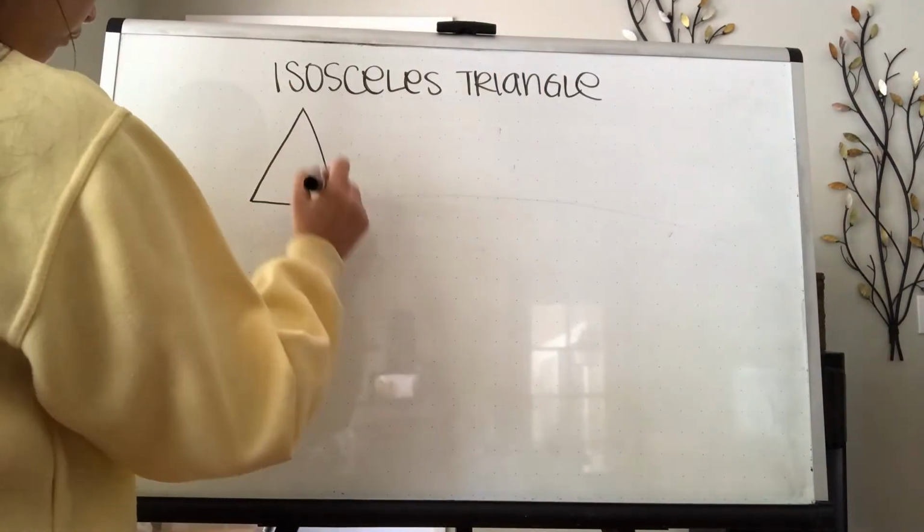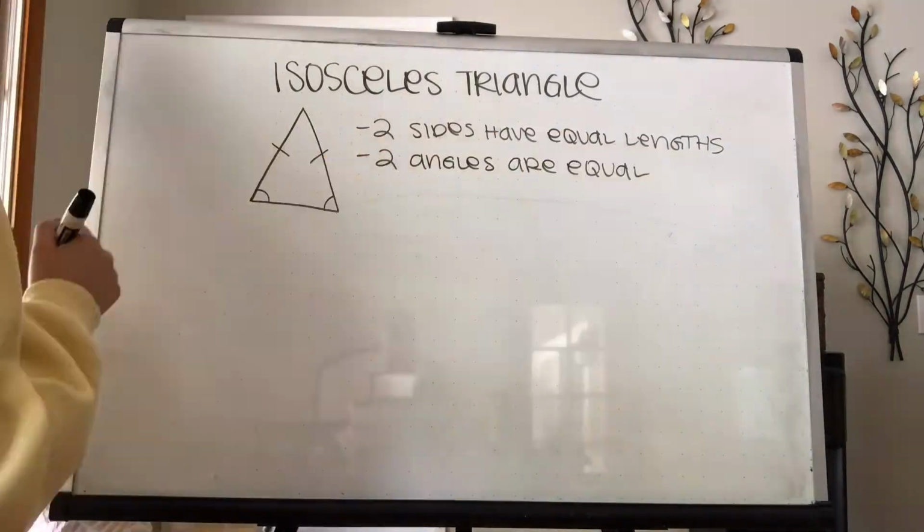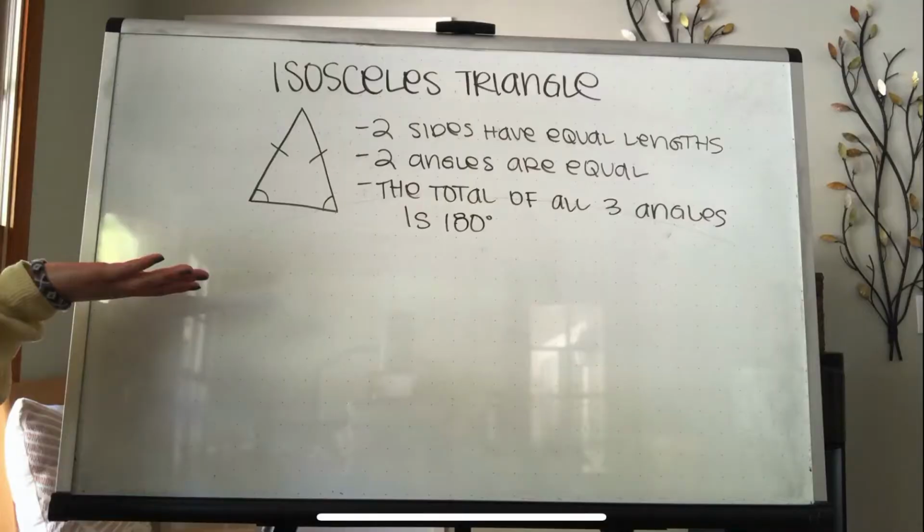So the next kind of triangle we're going to talk about is an isosceles triangle. And this triangle is special because it has 2 sides that have equal lengths and 2 angles that are equal. And the total of all 3 angles is 180, of course. And so to indicate that the sides are equal, there are those little dashes on the sides, and to indicate that the angles are equal, it's those little curvy things in the corners.